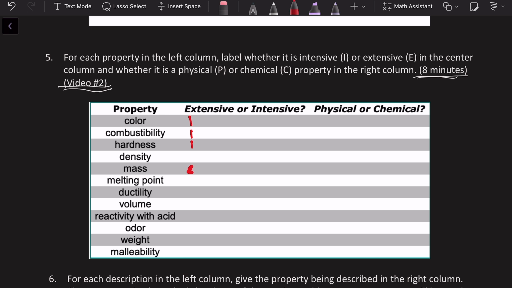Melting point is intensive. Once again, more ice does not change the melting point of said ice. It's still going to be 0 degrees Celsius. Ductility, this one is the amount something can distort. This is intensive, more material does not change that figure. Volume is extensive. After all, more bricks means more volume. Reactivity with acid is intensive. The amounts will not correlate to whether something reacts more or less.